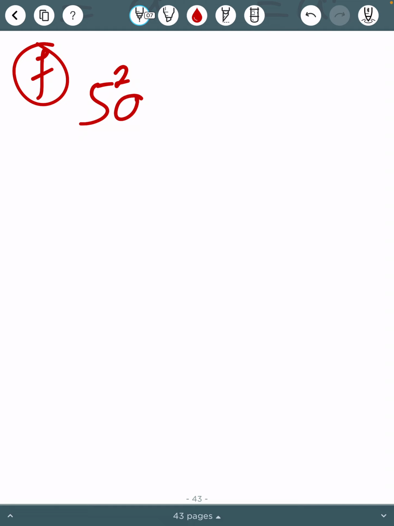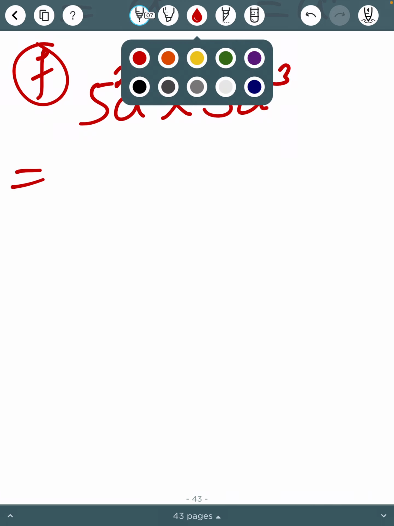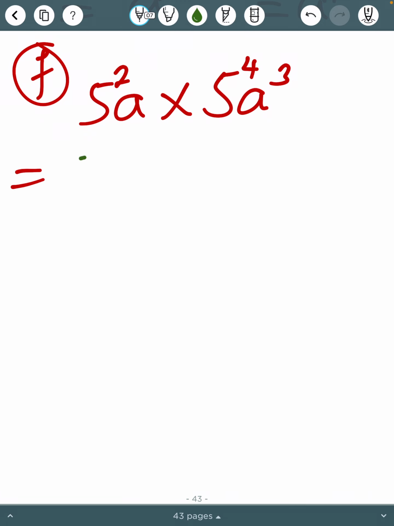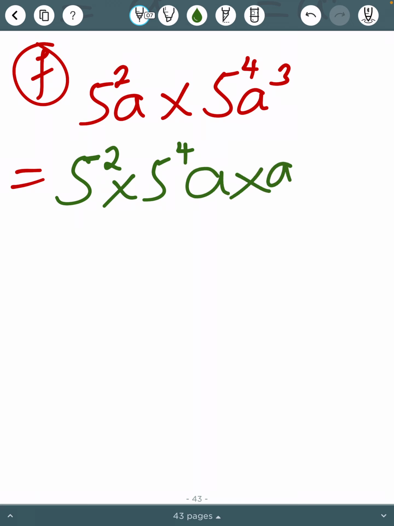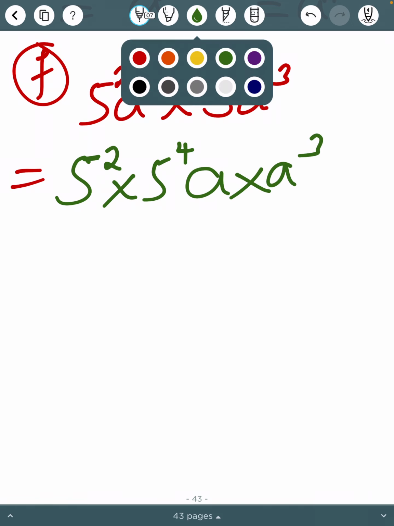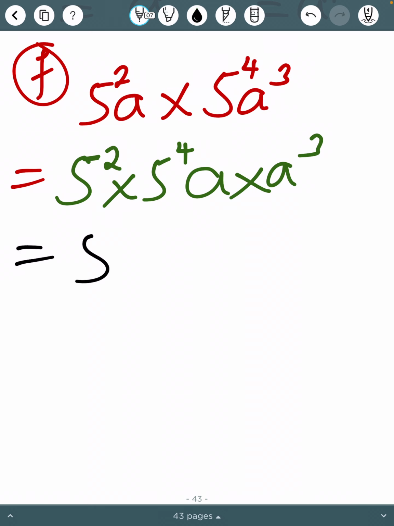That's 5 squared times 5 raised to power 4, times 8 times a raised to power 3. I'm going to put the numbers together here. Let me change my marker. I'm going to put the numbers together: 5 raised to power 2 times 5 raised to power 4 together, then 8 times a raised to power 3 also together. So my answer on the next step will be 5 raised to power 2 plus 4.